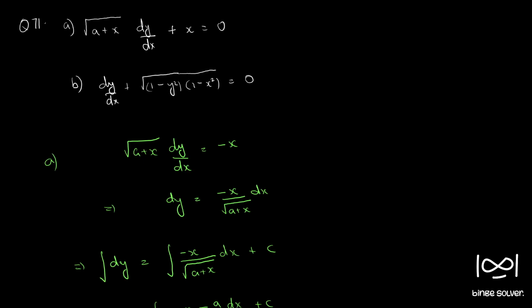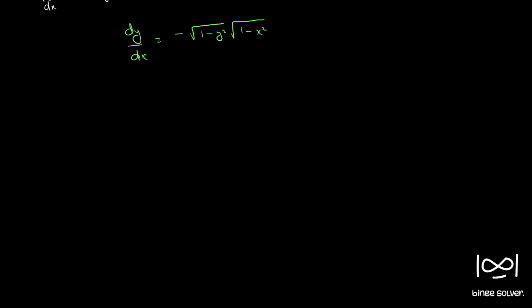Now we will do part B. So to do part B, I'll copy this to a new page. So this is our equation. Now let's rewrite this. dy by dx equal to minus of root of (1 minus y square) by root of (1 minus x square). So we will use the method of separation of variables and bring all the y terms to one side and x terms to the other.